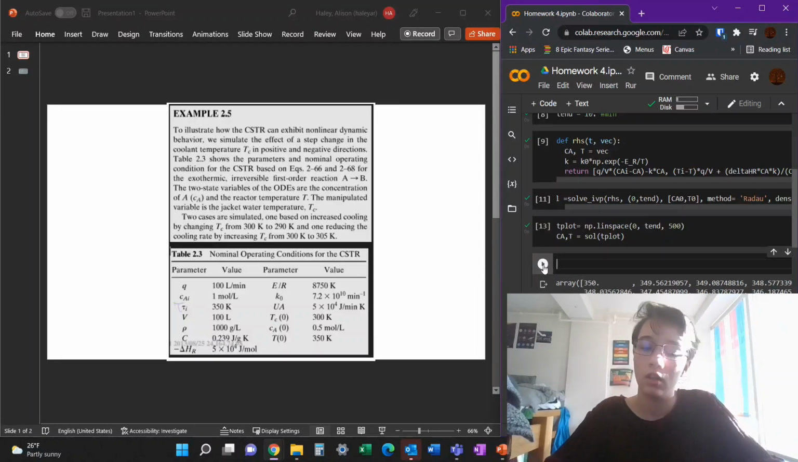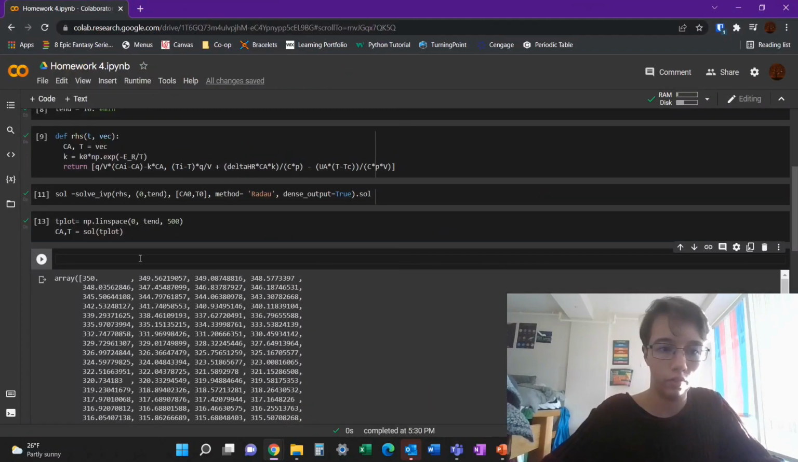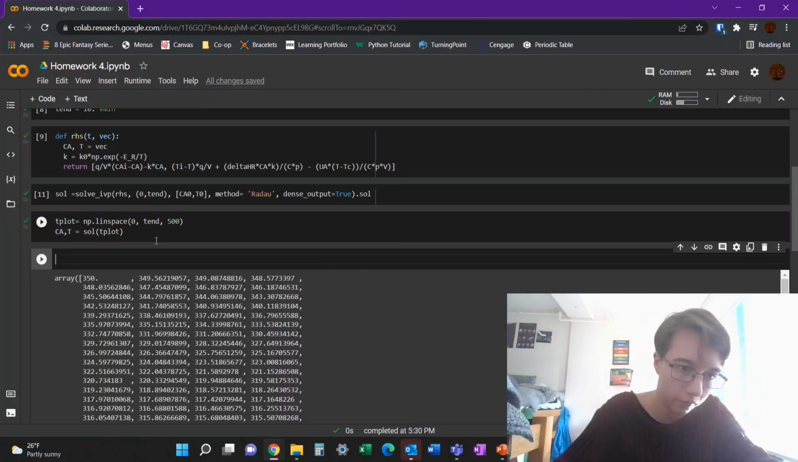So then next let's plot. So here we probably don't need this anymore, and you wouldn't be able to see the plot, so we'll make that small.